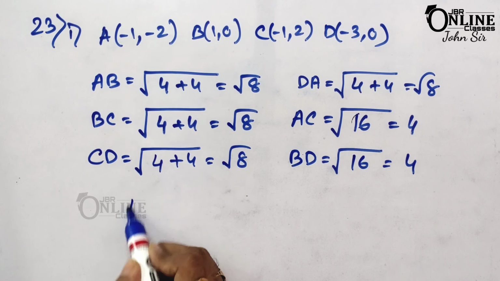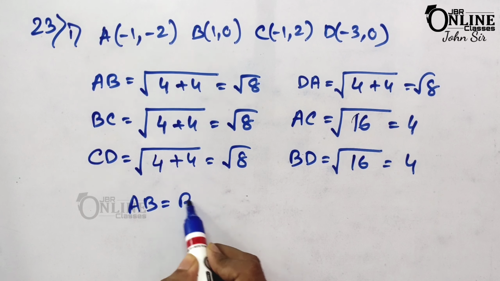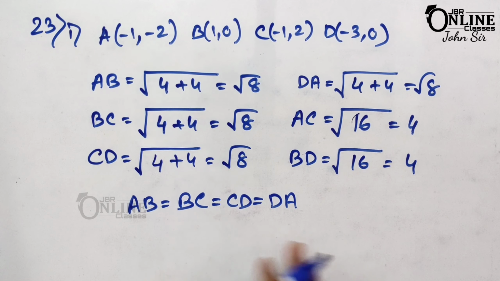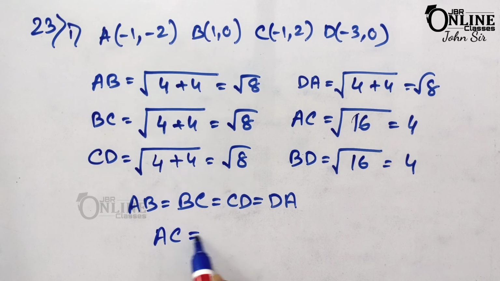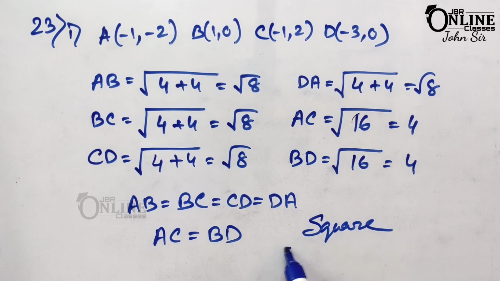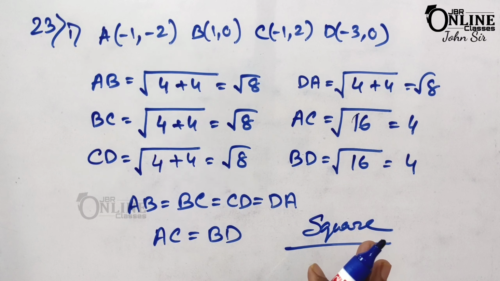Okay, so that means AB equals BC equals CD equals DA, all sides are equal, and again AC equals BD, that means the two diagonals are equal, so you can say this one is a square. Okay, because this is the property of a square, and if it is a rhombus, then AC is not equal to BD, that is the difference.